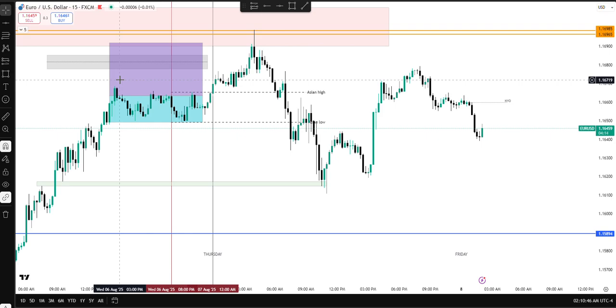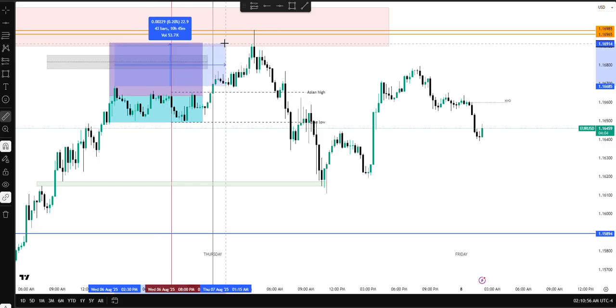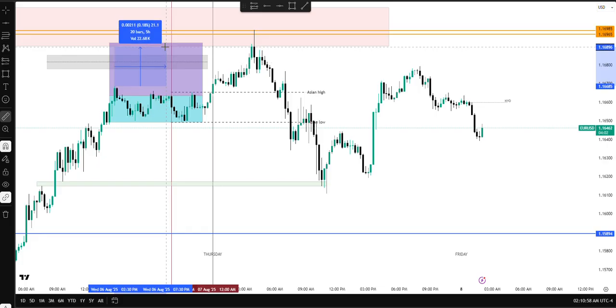So we measure from this high all the way up. Well, we go to 10. It's not enough because we're not inside of this PD array. We go to 20. Still not enough. We go to 30. It's perfect. We're inside the range, and you'll notice that created the absolute high of the day to the pip.